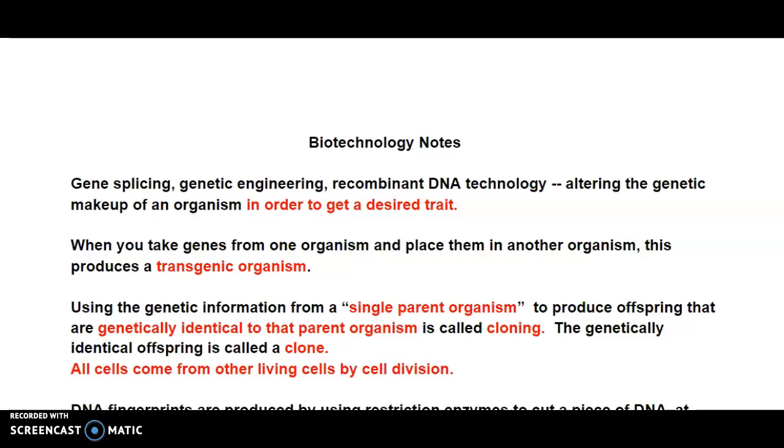And cloning is based on the idea from the cell theory that all cells come from other living cells by cell division. So if you make a cell that has a certain genetic makeup, then it's going to divide, and those cells produced when it divides are also going to have the identical genetic makeup. So that all cells come from other living cells by cell division allows cloning to work.